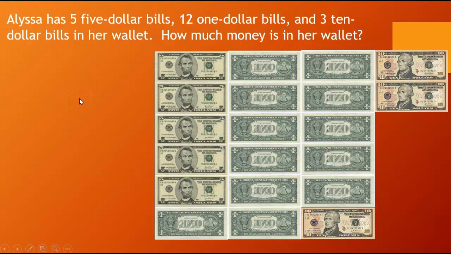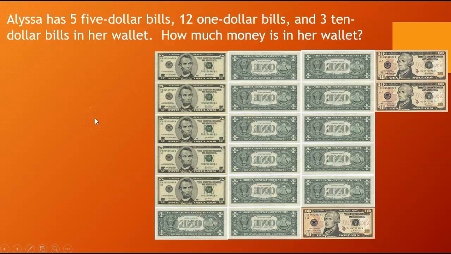Now we can add all of this together. Now what I like to do is I like to start with the biggest amount first. So which bills is the greatest value? Is it the 5s, the 1s, or the 10s? The 10s. So we can just count by 10s. So let's see, 10, 20, 30. What's the next biggest value? The 1s or the 5s? The 5s. Okay, so we had 30 there.